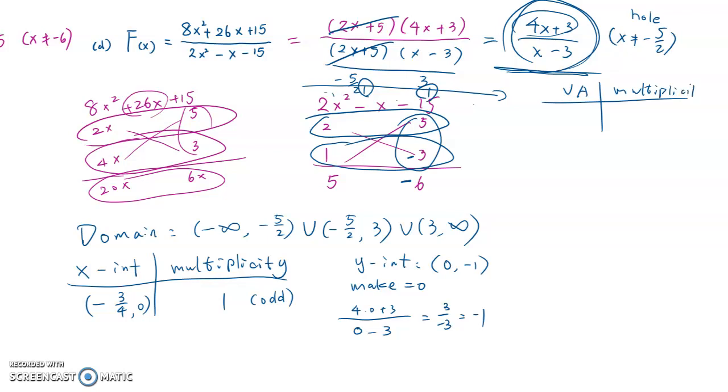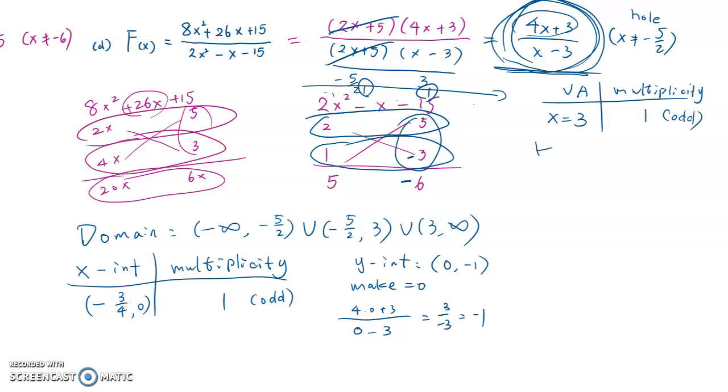For the vertical asymptote, we look at the denominator of the simplified, or lowest term, version. So it's x equals 3, and the multiplicity is obviously just 1, which is odd.